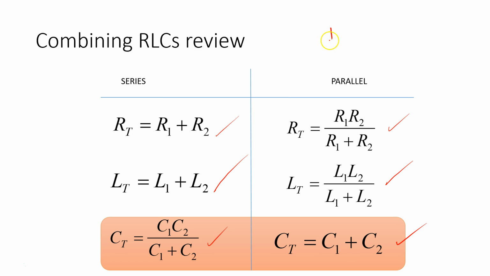In reality, we have 1 over RT is equal to 1 over R1 plus 1 over R2 plus, and so on, however many resistors we have, or however many inductors we have. But if we just have two, it works out to product over sum. So don't do that product over sum for more than two components.